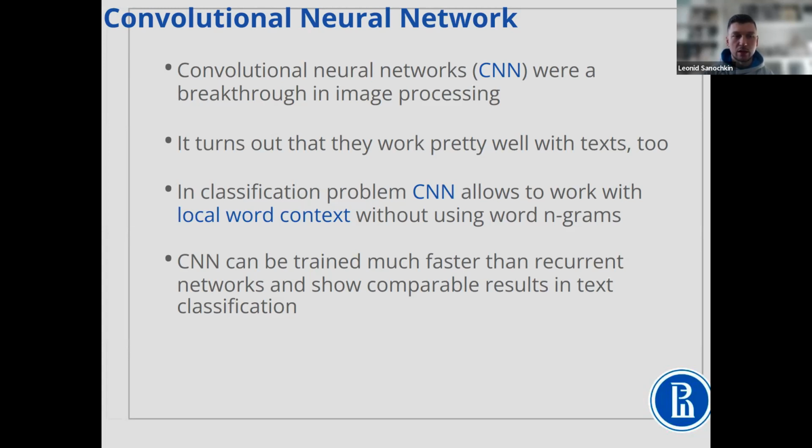But convolutional neural networks also can be adjusted for use in text classification problems. Moreover, convolutional neural networks are much faster than recurrent neural networks and can achieve pretty much the same results, in particular in text classification problems. So in about 2014, 2015, convolutional neural networks were quite a good choice for text classification. And in some cases, it still is a good choice.